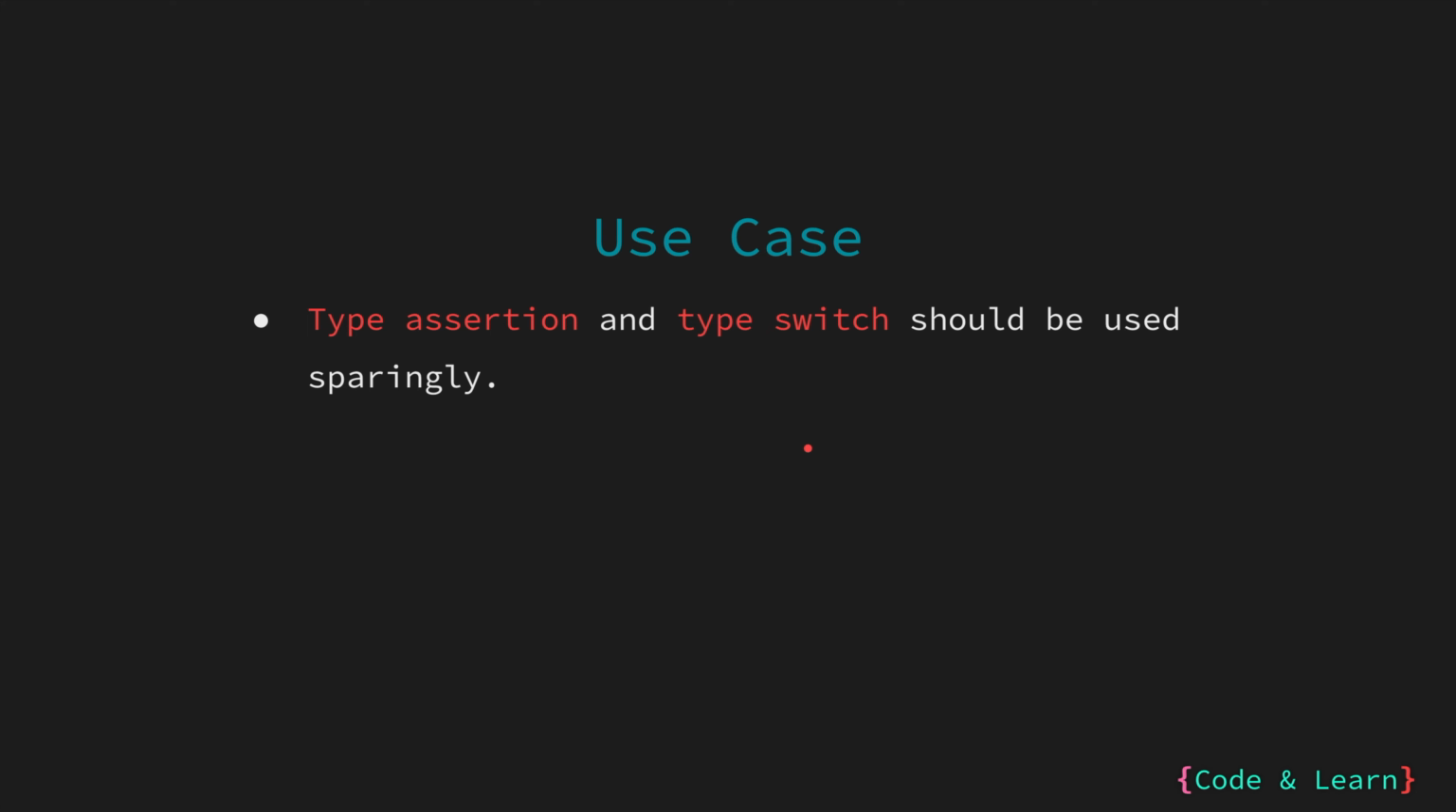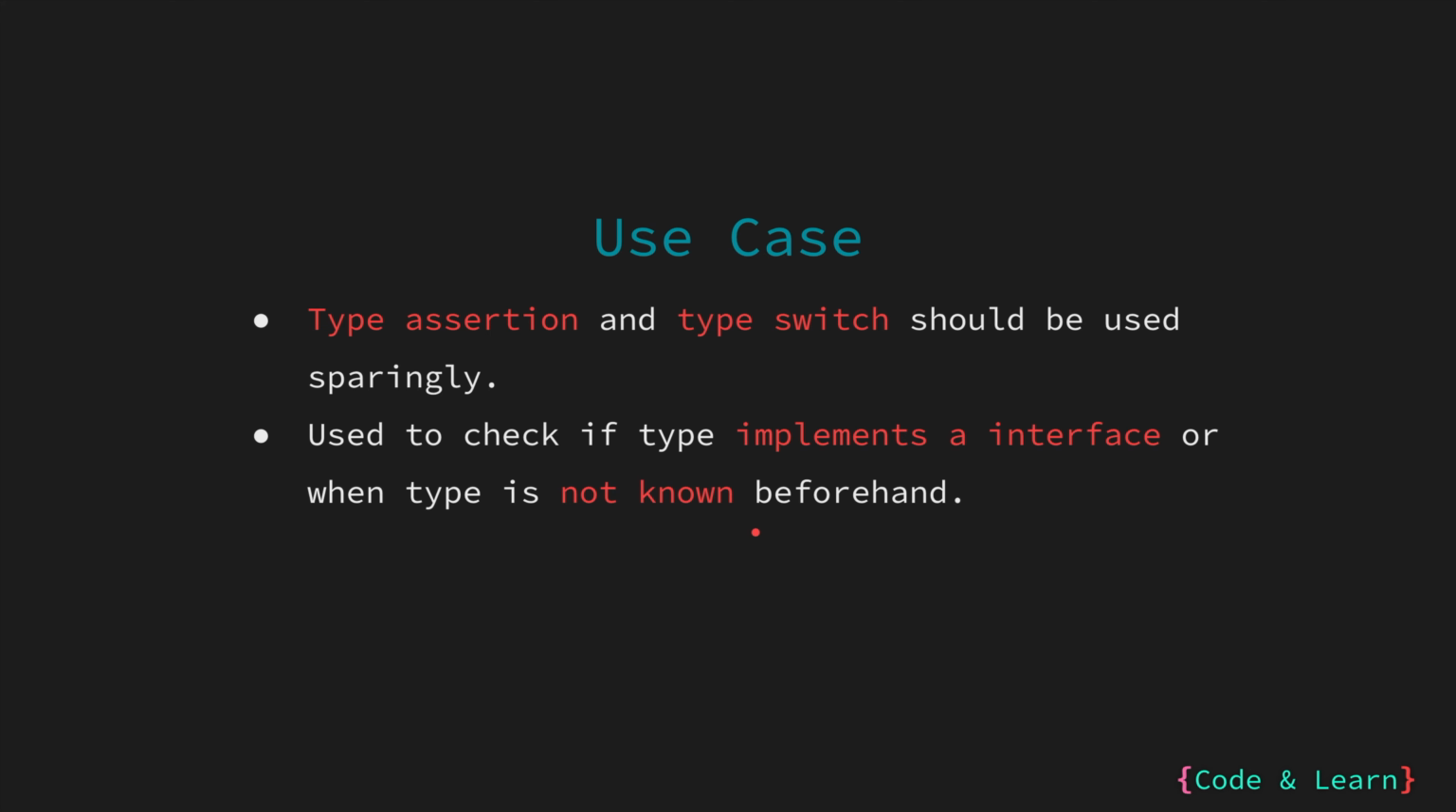Type assertion and type switches are sparingly used in Go, as Go is a statically typed language and it is better to let it be that way unless and until you really require type switching or using an empty interface. Generally, they are used to check if a provided type implements an interface. It was also used when Go did not have generics to make code compatible with multiple types. But since the support of generics from 1.18, this is no longer required.